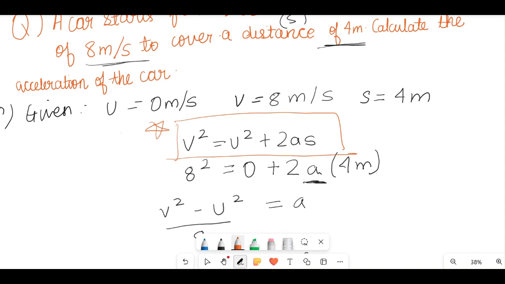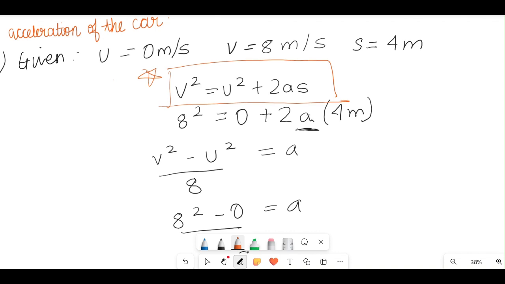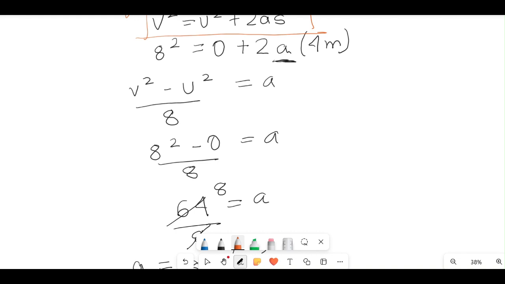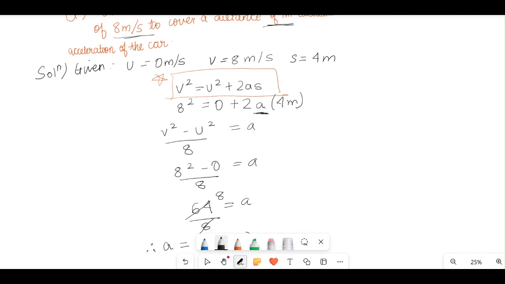What we do is, since we need to find a, you will use the formula v square minus u square upon 8. Why 8? Because you're multiplying 2 into 4. So we get 8. Then we substitute v square, that is 8 square, minus 0 upon 8, which is a. Therefore, we obtain the acceleration here as a is equal to 8 meters per second square. I hope this question was clear to you.